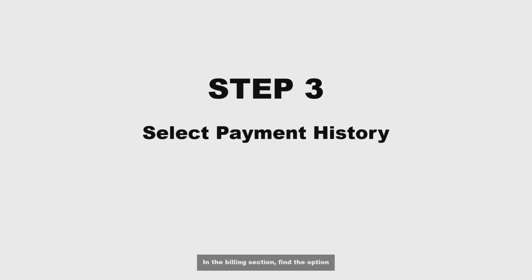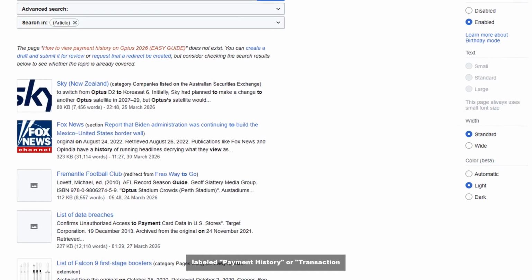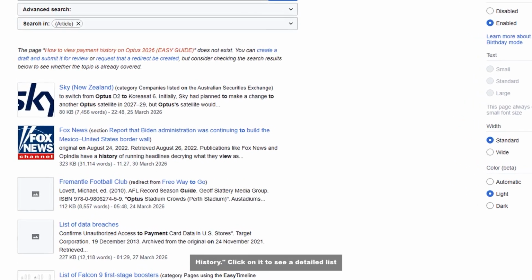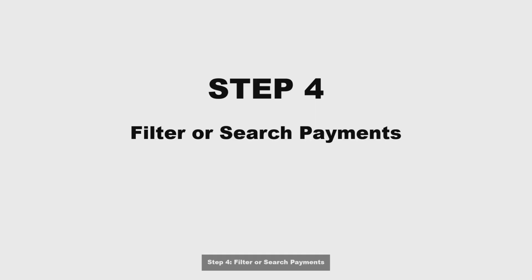In the Billing section, find the option labeled Payment History or Transaction History. Click on it to see a detailed list of your past payments. Step 4. Filter or search payments.